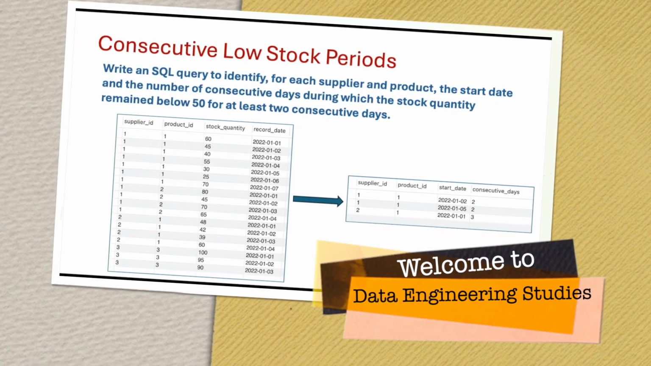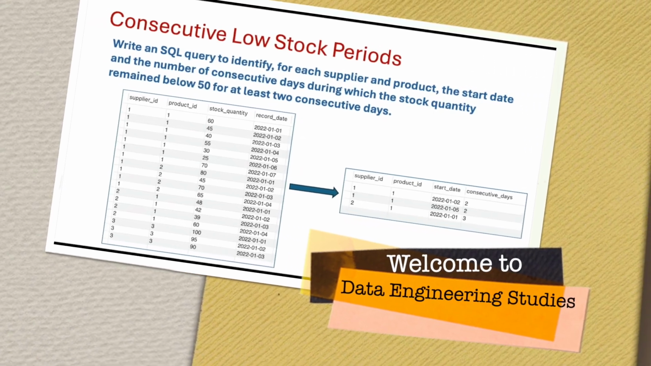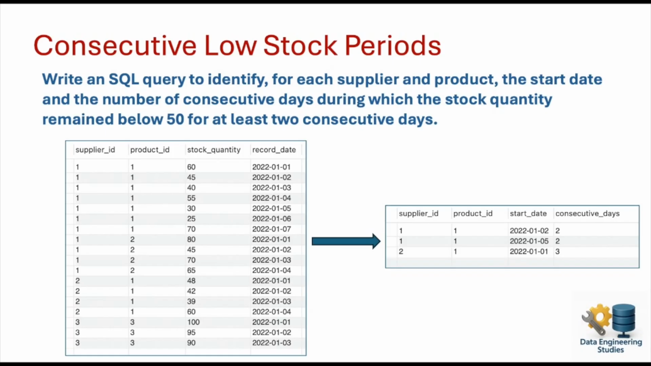Hello everyone, in this video we are going to see an interesting SQL interview question, consecutive low stock period. The question is, write a SQL query to identify for each supplier and product the start date and the number of consecutive days during which the stock quantity remains below 50 for at least 2 consecutive days.